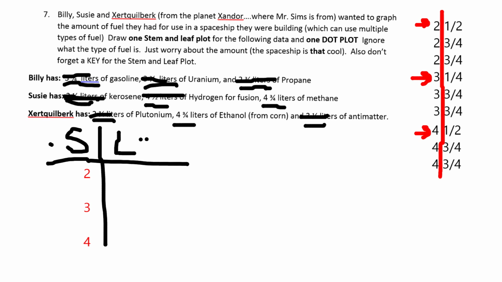Excellent. So now I have my stems right over here. And I need to put in all of the leaf values. And the leaf values are all of these on this side here. All of those are the leaf values. So I'm going to start off with the smallest leaf value of 1/2. And then I'm going to put in this 3/4 and this 3/4. I'm going to put in all the 2's at once. And there we have it. We have all of my 2's finished. I have my 2 1/2, my 2 3/4, and my 2 3/4.